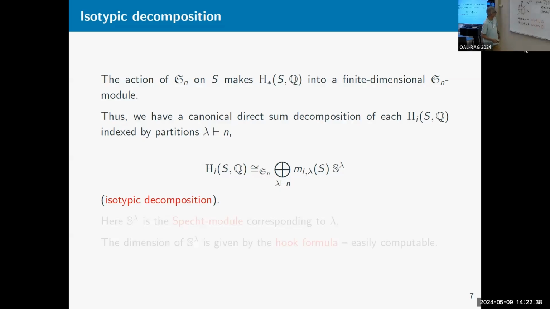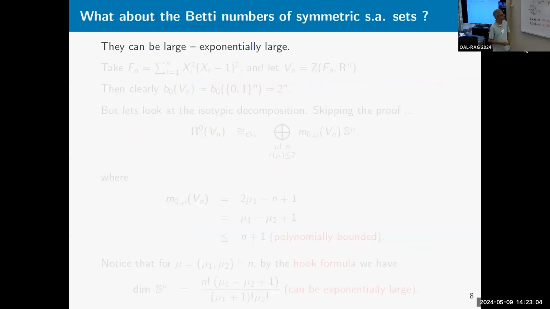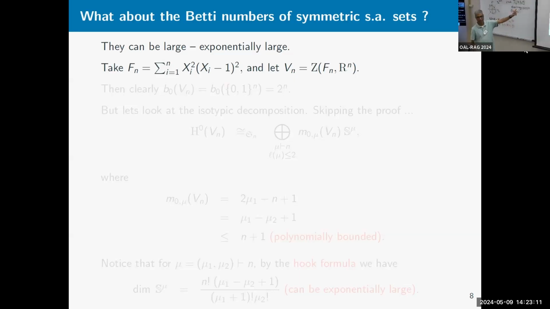So for S_2, there are only two partitions, and the only Specht modules are the trivial and the sign. But already in S_3, there is a partition (2,1), which is neither trivial nor the sign. And the dimensions of these Specht modules over Q are given by the Frobenius formula, sometimes called the hook formula, and that's easily computable. So now, coming back to that bad example of the Boolean hypercube defined by this symmetric degree 4 polynomial.